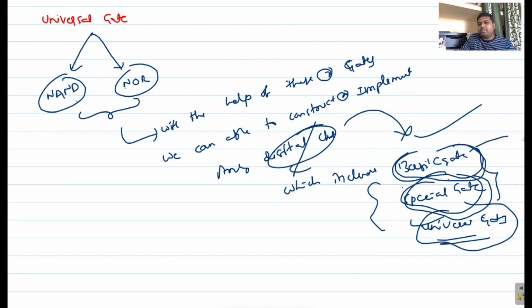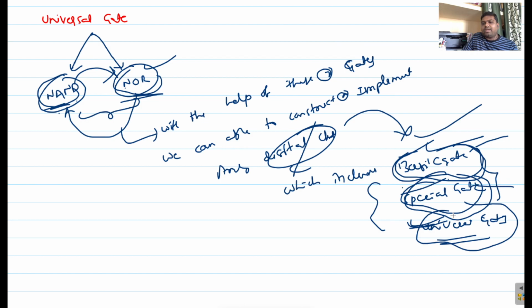How do universal gates work? With the help of NAND gates, we can construct the NOR gate. With the help of NAND, we can construct NOR logic, and in the same way, with the help of NOR gate, we can construct NAND also. So in that scenario, we call them universal gates. With NAND, we can design basic gates, special gates, and the other universal gate, NOR logic. If you take NOR logic, we can design basic gates, special gates, and the universal gate NAND. Because of that, we call them universal gates.